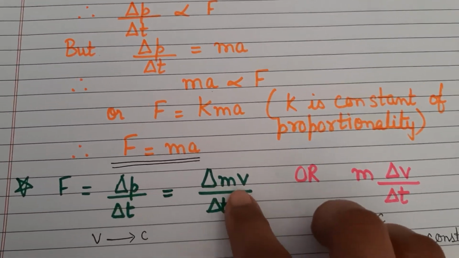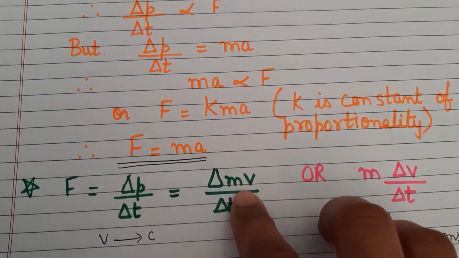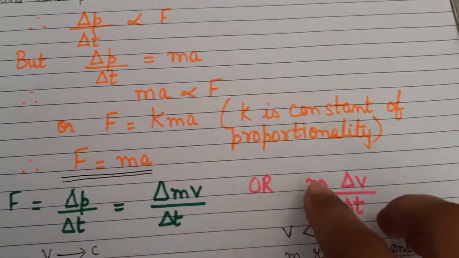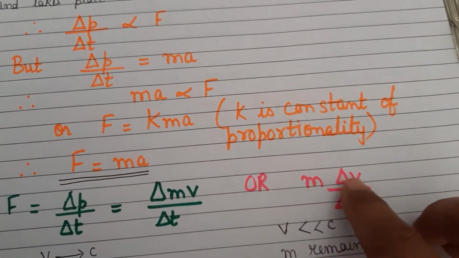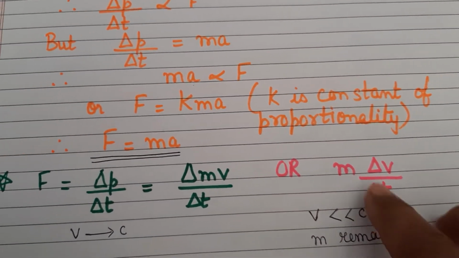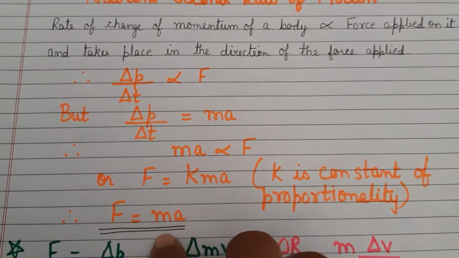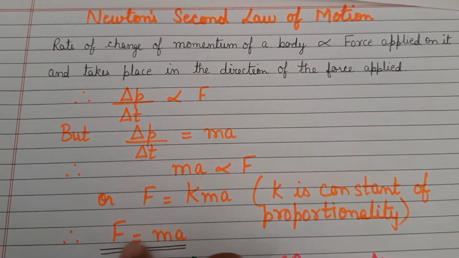Change in momentum could be change in mass into velocity upon time, or it could be mass remaining constant, change in velocity upon time. And what are the conditions? I have written once again below. And what is the main formula for Newton's second law? F is equal to ma.